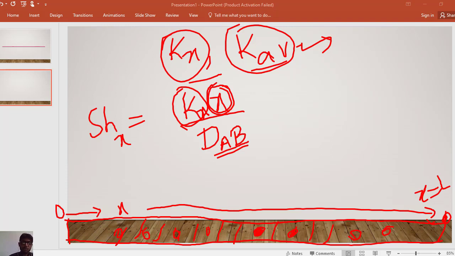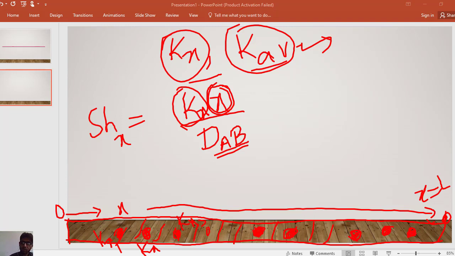the local mass transfer coefficient. So the mass transfer coefficient at this position is Kx1. Similarly, the mass transfer coefficient at this position is Kx2. This is called the local mass transfer coefficient. Similarly, the mass transfer coefficient at this position is called Kx3. So the mass transfer coefficients at these various points are called the local mass transfer coefficients.